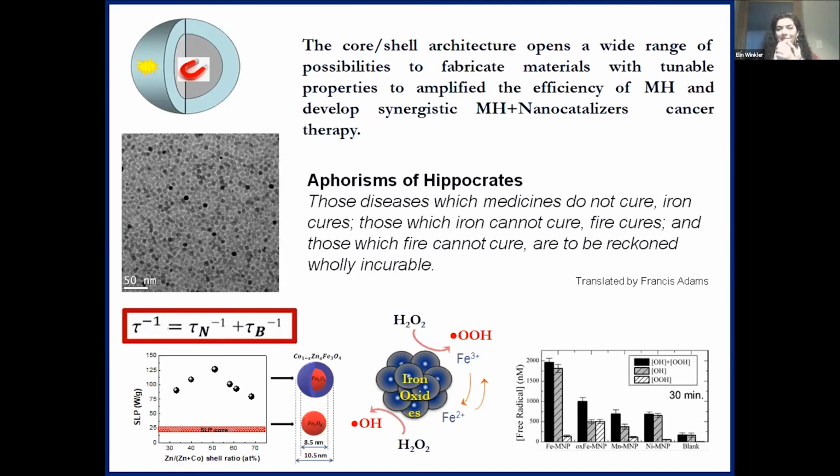And to finish, I remember this aphorism of Hippocrates. I think magnetic hyperthermia and chemodynamic therapy are a modern view of what Hippocrates said in ancient Greece: the diseases which medicine does not cure, iron cures; those which iron cannot cure, fire can cure. And in this case, magnetic hyperthermia is a modern way of fire, and the nanocatalysts, the iron used for its catalytic activity, are the role of the iron.